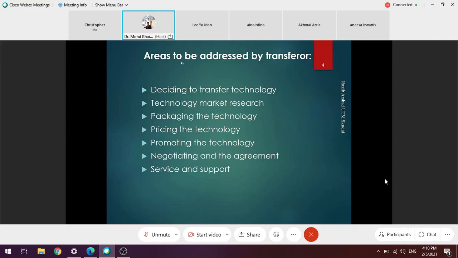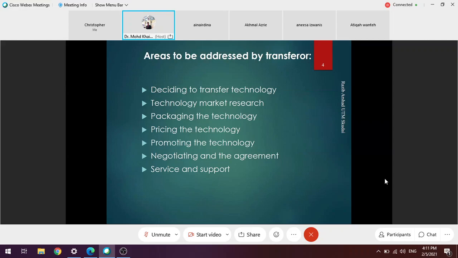And areas to be addressed by the transferor. Again, the transferor, we are the transferor, we are the technology owner, we are the patent holder, we are the inventor of the technology. So areas to be addressed by us. Now we put ourselves in the shoes of the transferor, the inventor of the technology. So number one, we have to think about the areas of deciding to transfer the technology. Is it possible for us to transfer our technology to the people and at the same time protect the technology? So we have to decide.